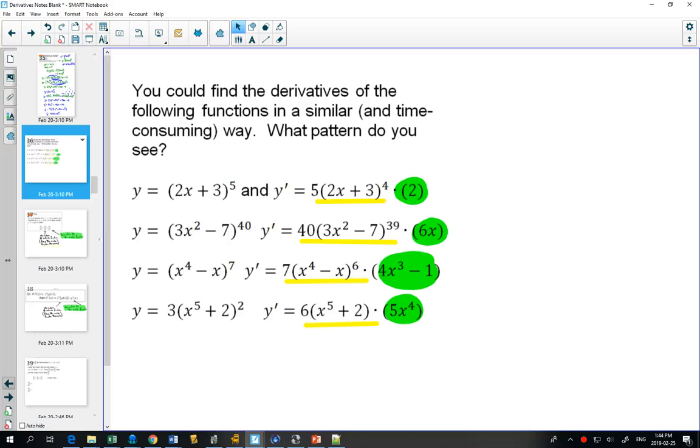Outside function is to the power 40. That 40 comes out in front, subtract 1 from the exponent, keep the inside function the same. Then multiply by the derivative of the inside function.